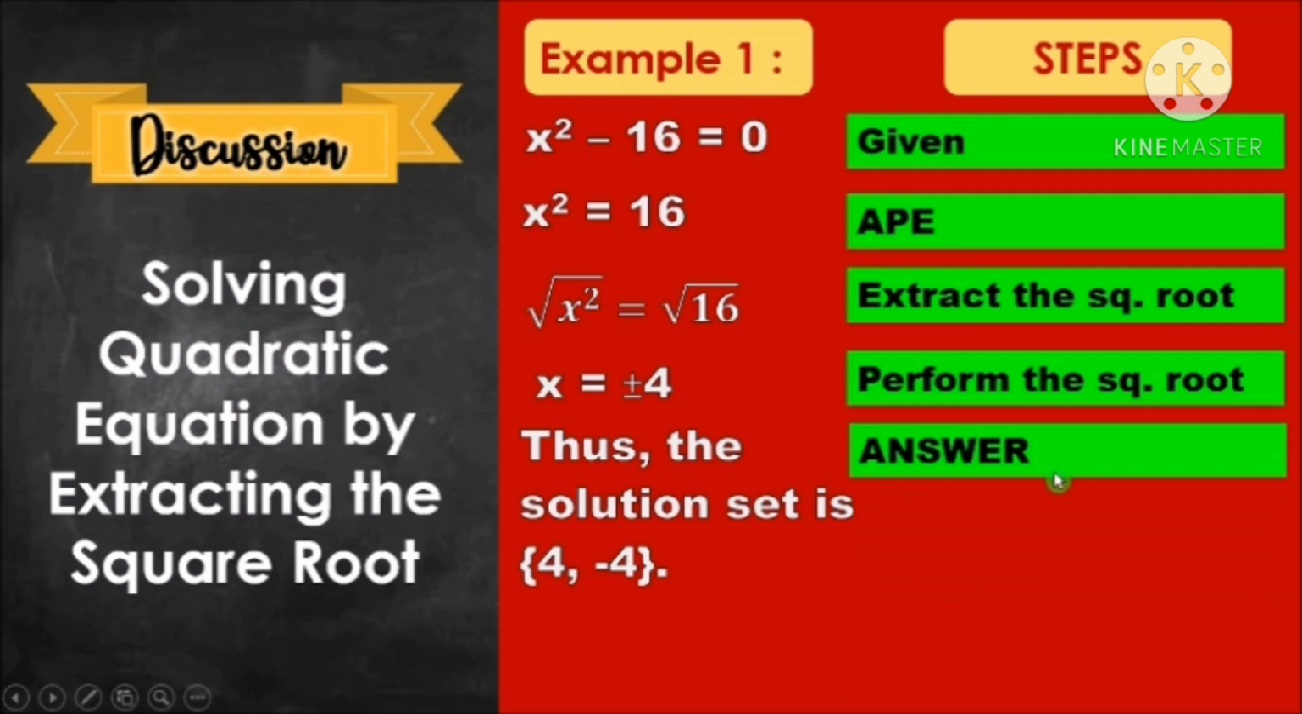Therefore, ang sagot na natin ay the solution set for the problem is 4 and negative 4. So, sa example number 1 natin, x squared minus 16 equals 0. Ang value of x natin ay pwedeng 4 at negative 4.